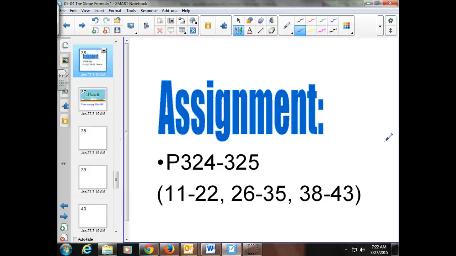Do this assignment, which is page 324 to 325. These problems, it's basically just cranking out all those slopes. Good luck.